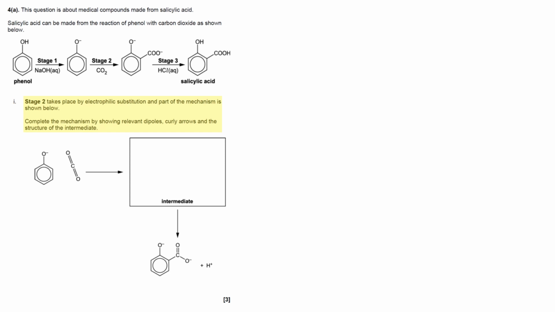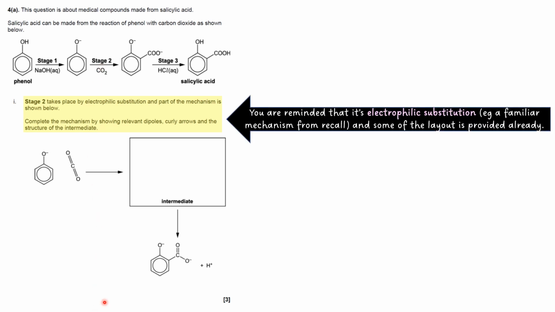It gives you a reaction scheme, and it says in stage 2, which is here, it takes place by electrophilic substitution and part of the mechanism is shown to you. So the fact they've reminded you that it's electrophilic substitution should mean that it's possible to now start applying what you know about electrophilic substitution to this unseen electrophile.